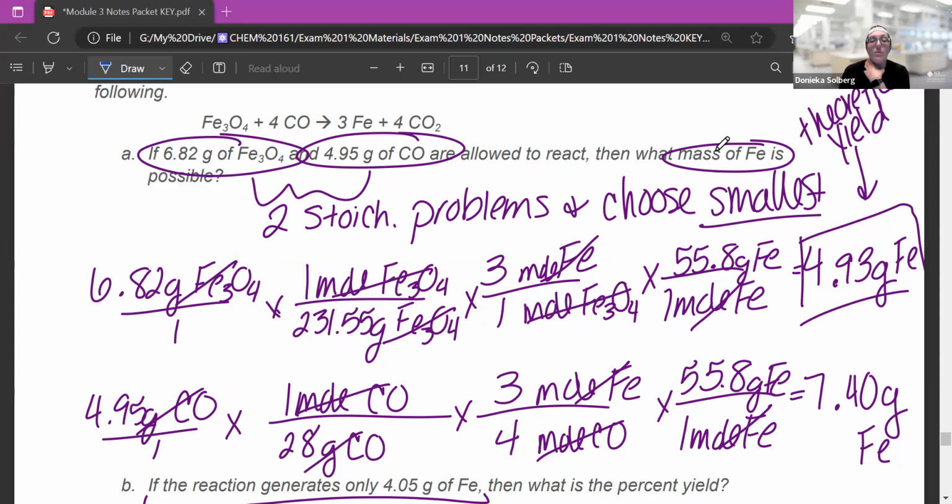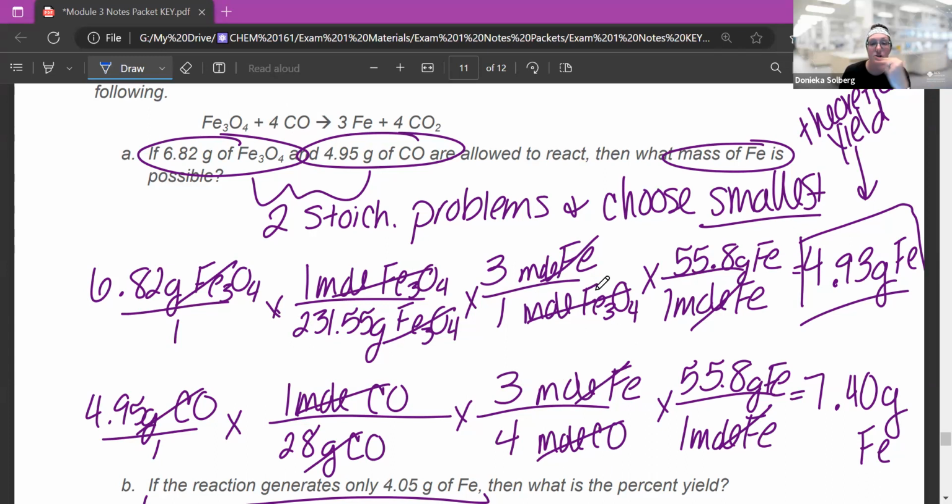Now, I want to know mass of Fe. So that means Fe, which coefficient is 3, goes on top for my mole ratio. And it's going to be the same for both of them because either way, I am trying to find iron or Fe. So it's 3 moles of Fe. This one is also 3 moles of Fe. The wanted is the same. However, in this one, I was given Fe3O4. So that has a coefficient of 1. So 1 goes down here. And in this one, I start with CO and its coefficient is 4. So this is a 3 to 4 ratio.